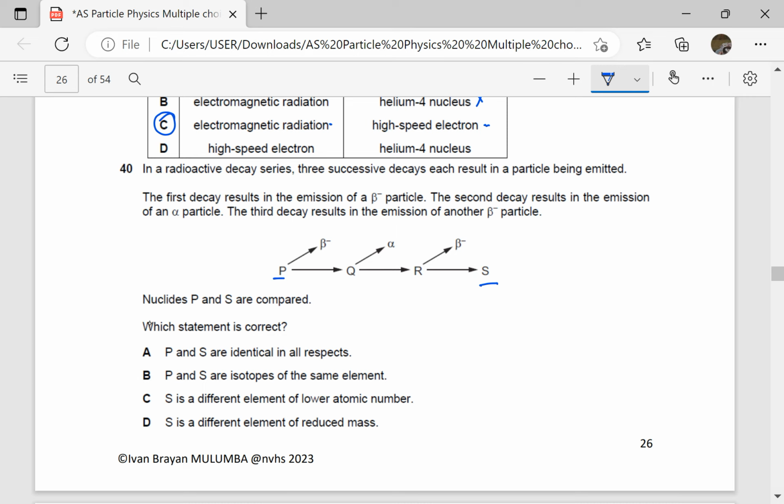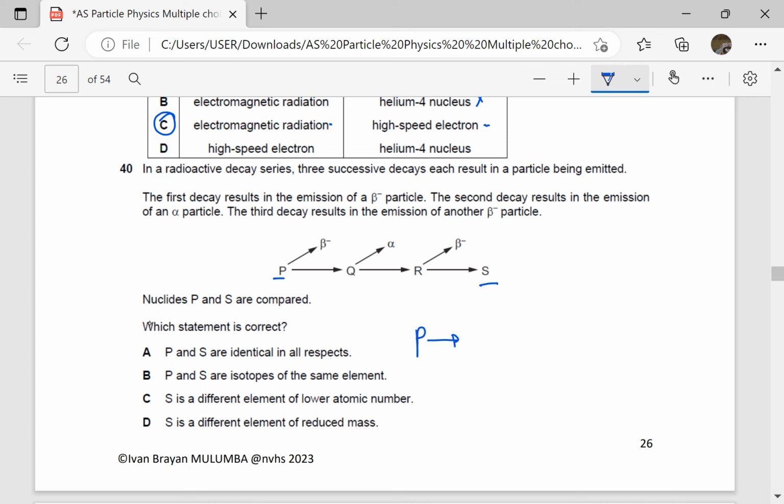So let's first see. Emitting beta minus, proton number increases by 1. Emitting alpha, proton number decreases by 2. Emitting beta minus, proton number again increases by 1. So which statement is correct? P and S are identical in all aspects. Let's check.